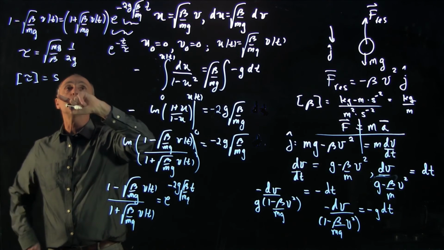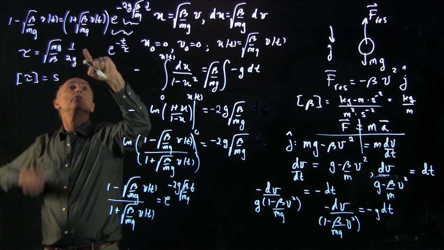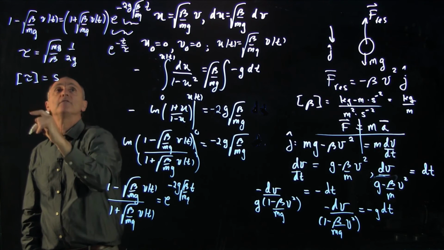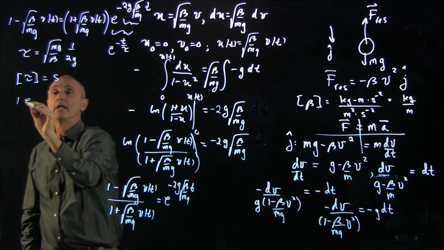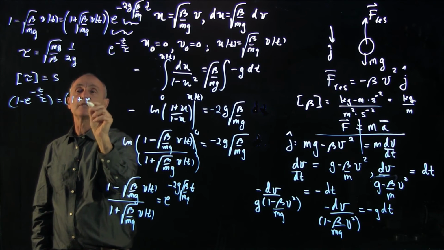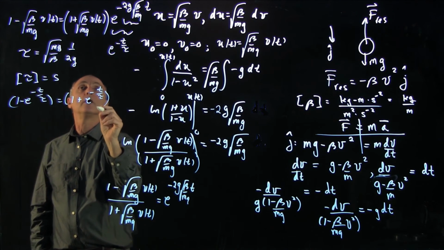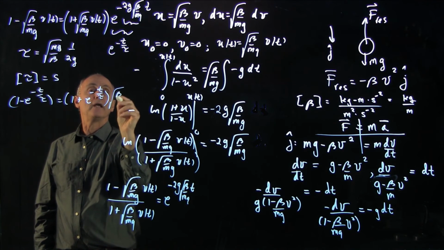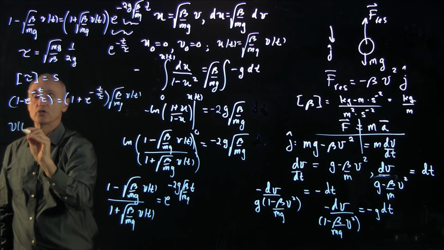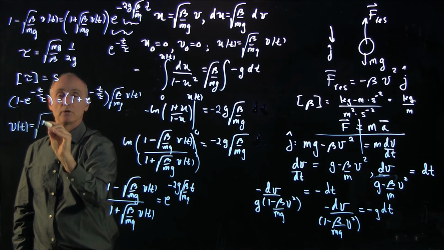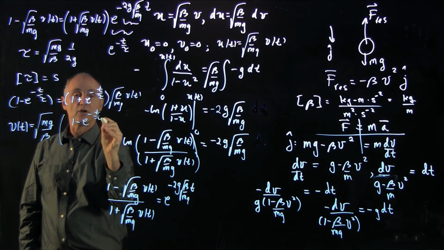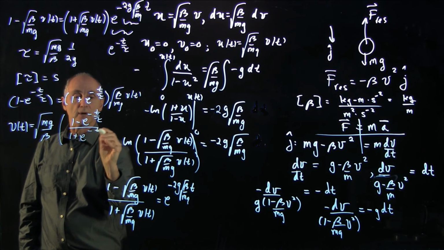Now, I just have to collect my terms. What I'll do is collect the v of t terms on the right and the terms that don't have v of t on the left. So I have 1 minus e to the minus t over tau on the left is equal to 1 plus e to the minus t over tau on the right, times square root of beta over mg v of t. And so I get my solution, v of t equals the square root of mg over beta times 1 minus e to the minus t over tau, over 1 plus e to the minus t over tau.